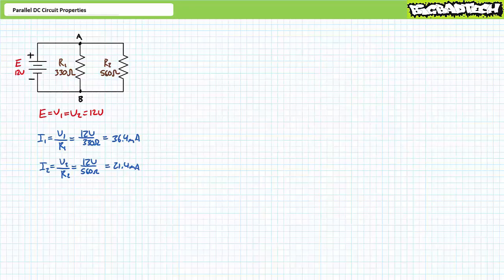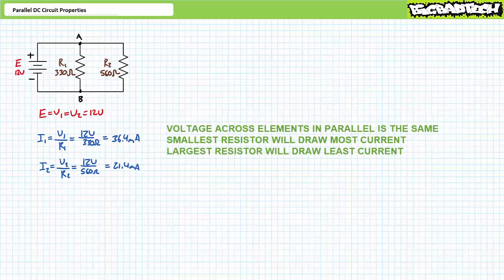Let's add these observations to our list of parallel DC circuit properties. So far, we've observed the following to be true. 1. Voltage across elements in parallel is the same. This is the most fundamental parallel circuit property. 2. The smallest resistor in a parallel circuit draws the largest amount of current, and the largest resistor in a parallel circuit draws the smallest amount of current.